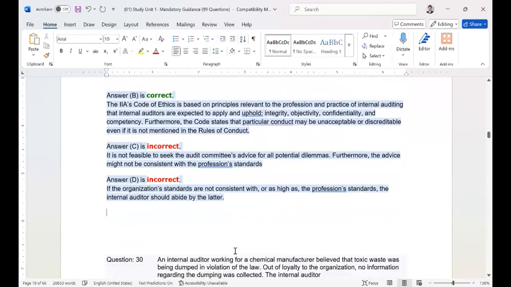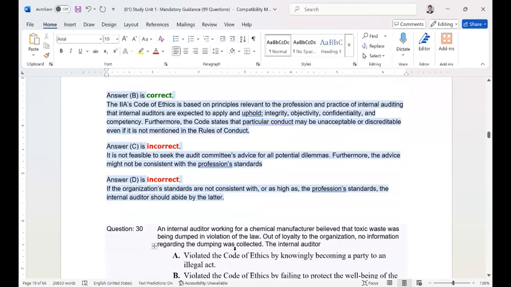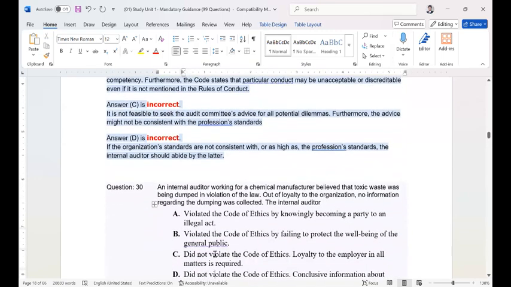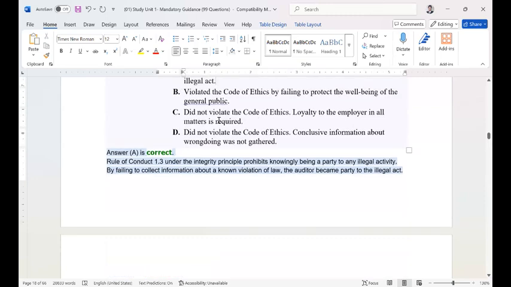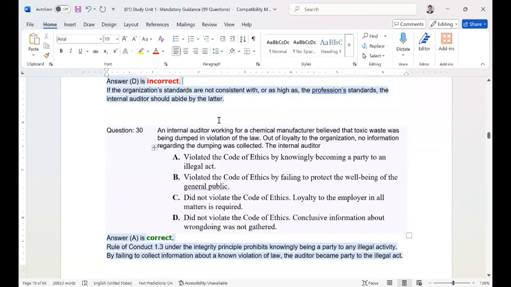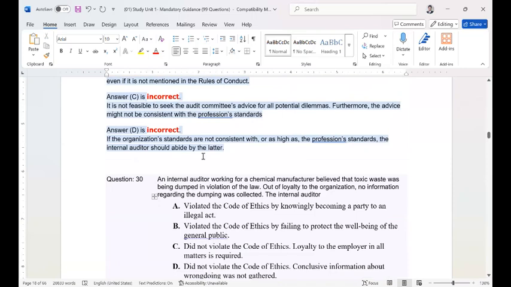That's what you have to remember. The code of ethics supersedes. If the IIA's code of ethics is applicable, it supersedes your company's code of ethics. Can you look at question number 30?